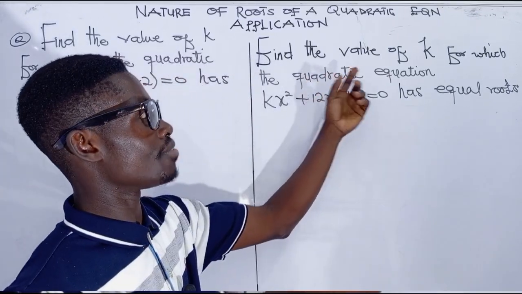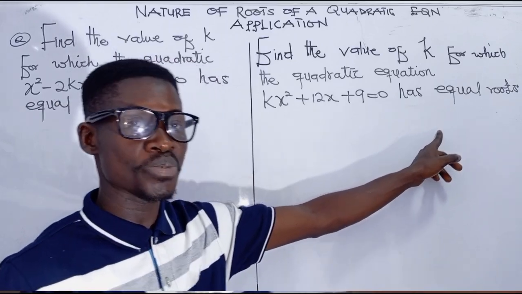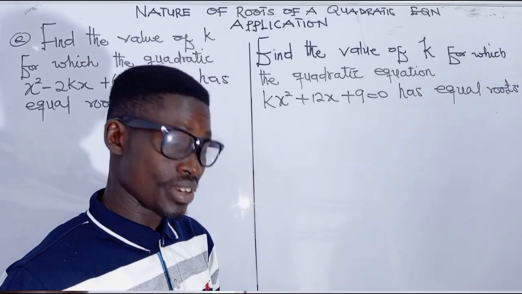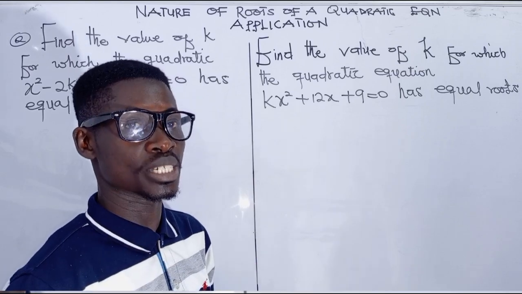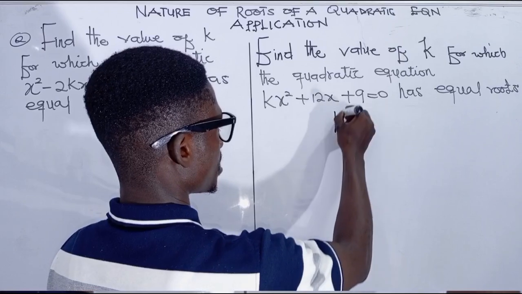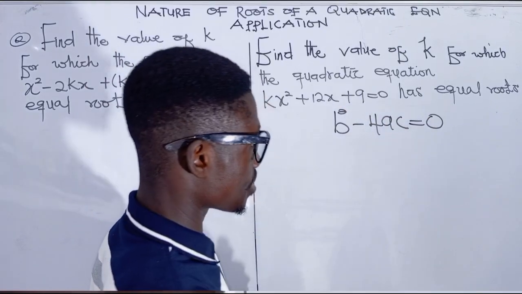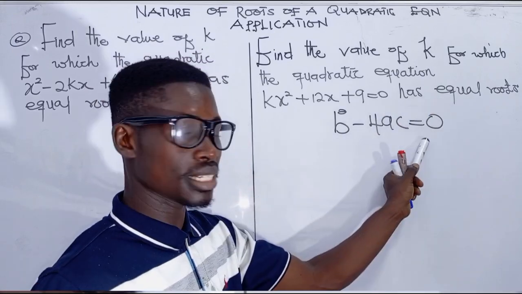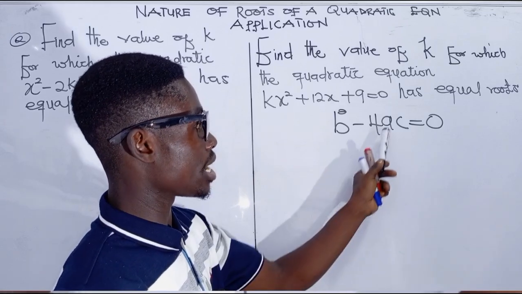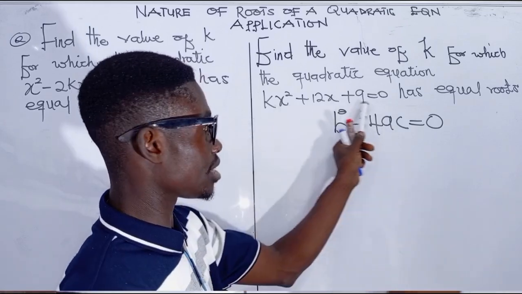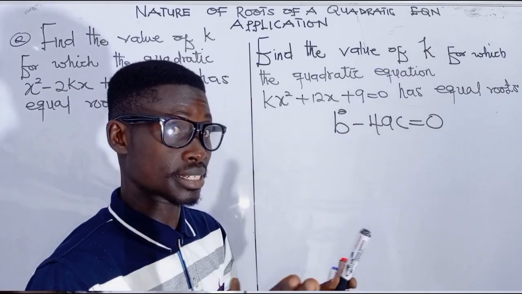So we want to find the value of k for which the quadratic equation, which is this one, has equal roots. And we have just learned that when the quadratic equation has equal or repeated roots, then the discriminant is equal to 0. So once we know this, we are going to find our a, our b, and c from this quadratic equation. We substitute it into this, and then we solve for the value of k.